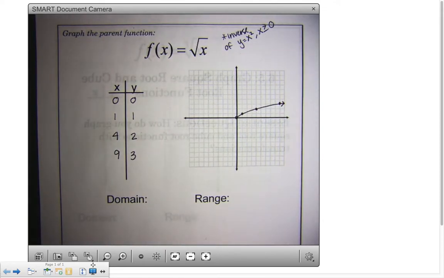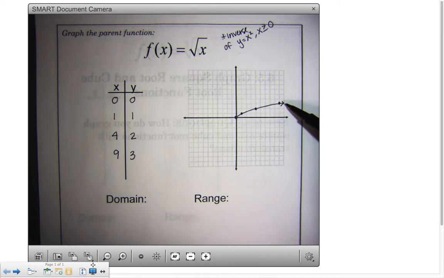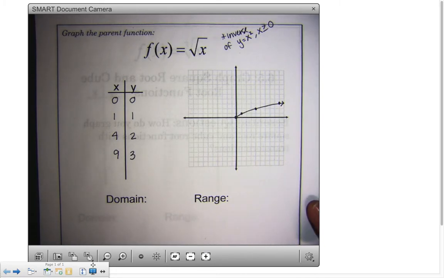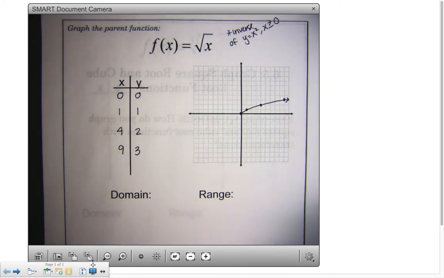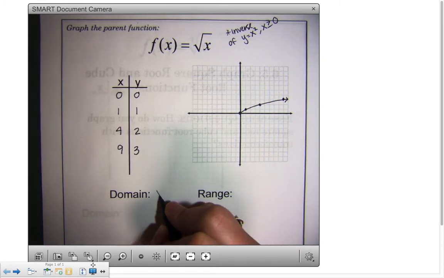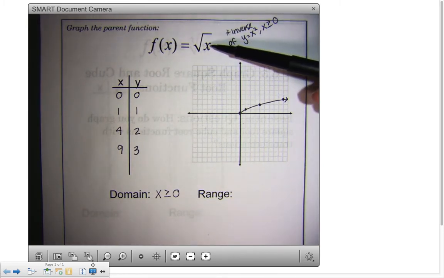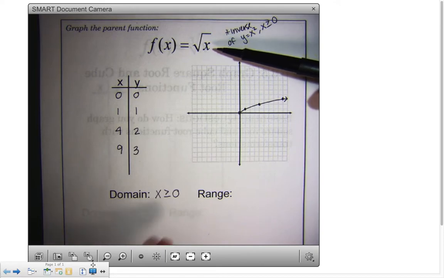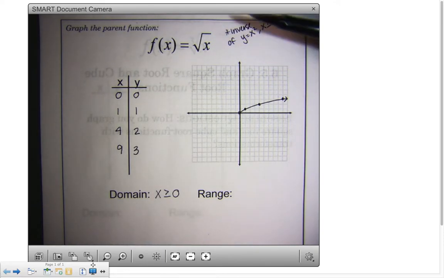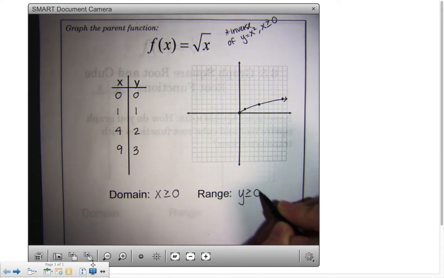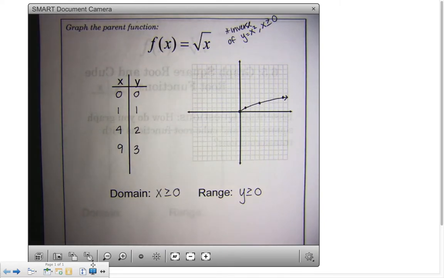So if you plot those four and connect them, you see how it's kind of half of a parabola. Here would be the other half, and it's laying on its side. The domain of the parent function of the square root graph is x is greater than or equal to 0. I cannot plug a negative number into a radical without getting an imaginary number, so that's why x has to be at positive values. And then if I plug positive numbers in, I'm only going to get positive numbers out, so the range is y is greater than or equal to 0. And the domain and range will change depending on what transformations happen to the graph.